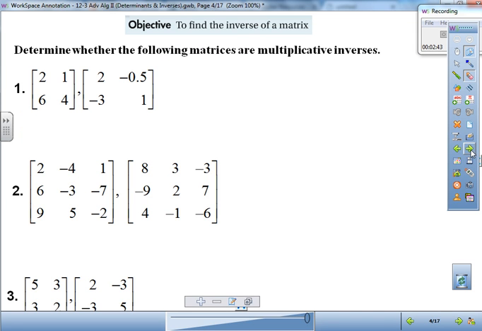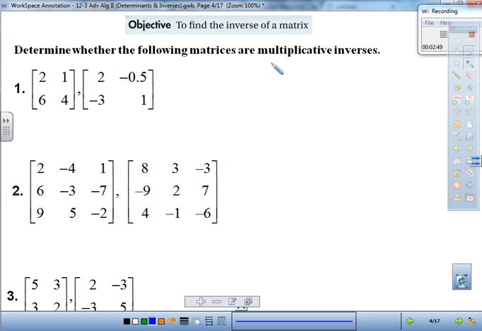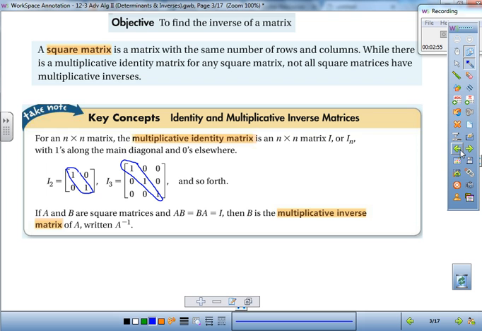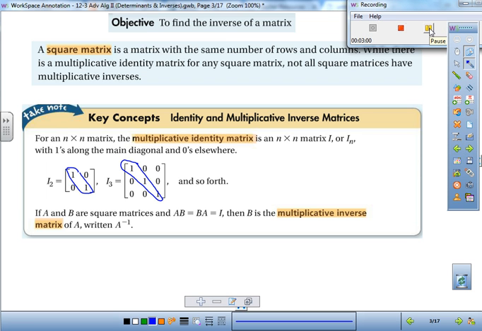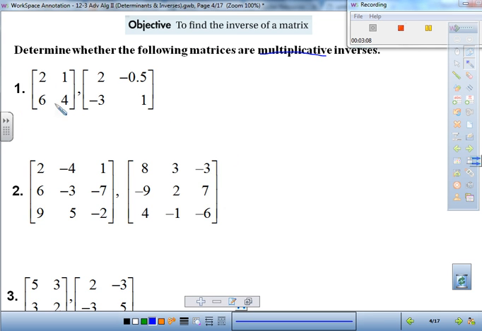Okay, let's actually check to see if these matrices are multiplicative inverses. So multiplicative tells us that we need to multiply these two, and inverse we are looking for when we multiply them together that we're going to get this identity matrix. That's how we know that they are inverses. So we're going to take these two matrices here and we're going to actually multiply them.